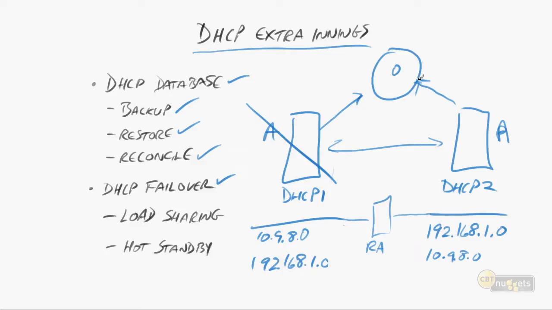Now, this is pretty transparent. Clients usually don't even know that this failover has happened. Works out pretty well. There's only a single point of failure. Can you see what it is?